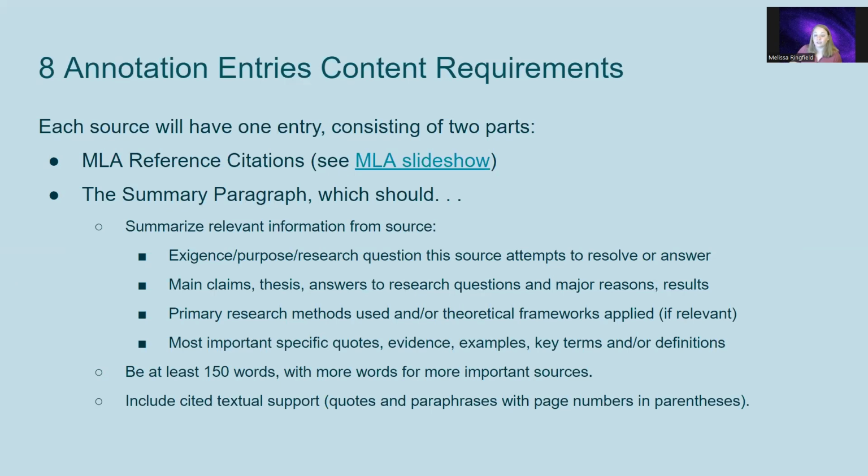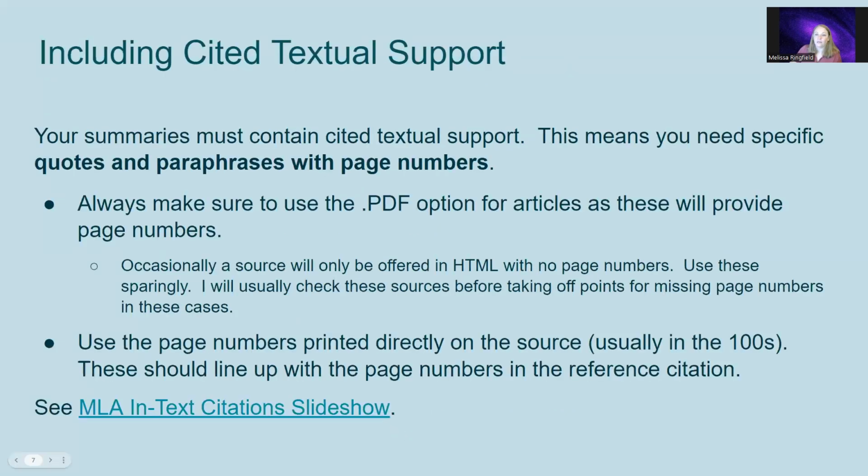The summary paragraph should be at least 150 words with more words for more important sources, and they should include cited textual support. Cited textual support means that you have to have specific quotes and paraphrases with page numbers. Always make sure to use the PDF option for articles, as these will provide page numbers. Occasionally, a source will only be offered in HTML with no page numbers. Use these sparingly. I'll usually check sources before taking off points for missing page numbers in these cases. If I miss something, just let me know, okay?